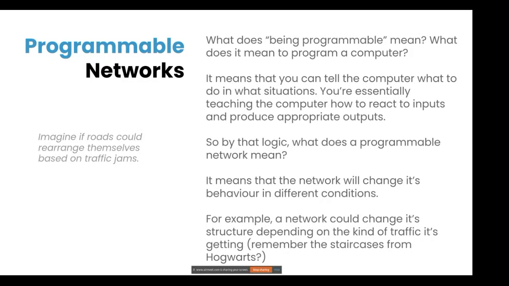We should be able to specify to the computer what it should do, like how it should react to different inputs. And we can take the same idea and apply it to networks as a whole. So what does a programmable network mean? It means we have a network that will change itself, change its structure, change the way it's operating based on what kind of traffic it's getting. For example, if a particular network node is under too much traffic, the network would change its structure to redirect some of the traffic to other nodes to ease out the burden.